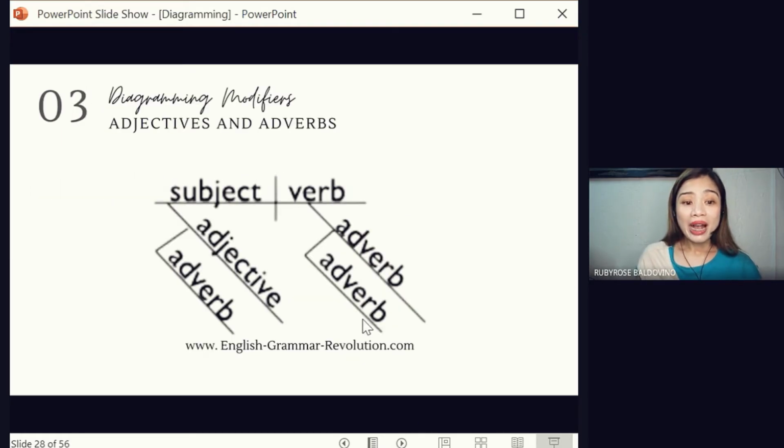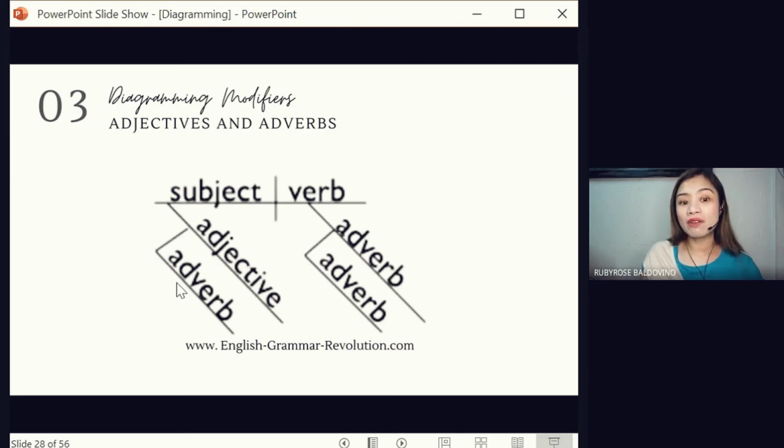Okay? Now, how about adverbs? Again, adverbs are words that describe verbs, adjectives, and other adverbs. If we have an adverb, we have to place it on a slanted line under the word that it describes. If we have an adjective and an adverb that describes that adjective, we place that adverb on another slanted line below the adjective.